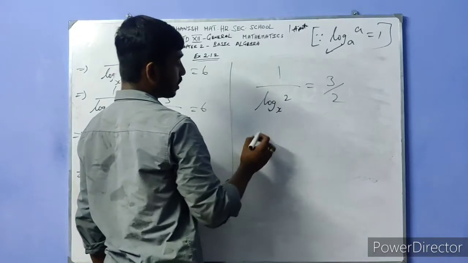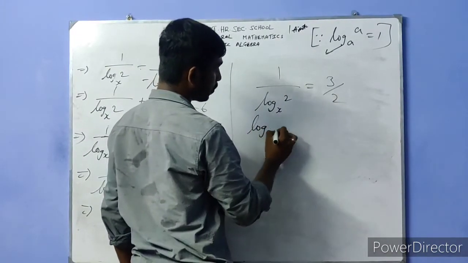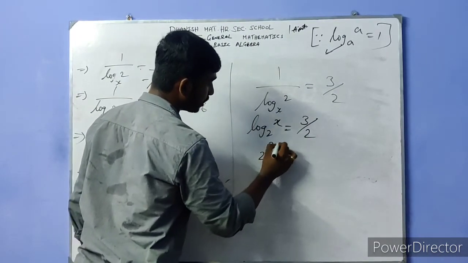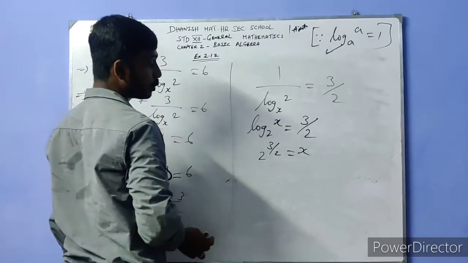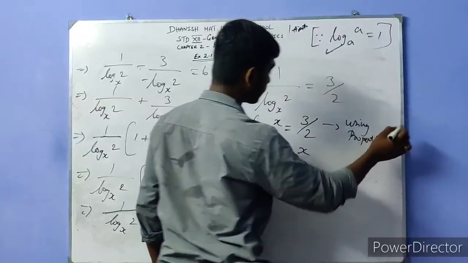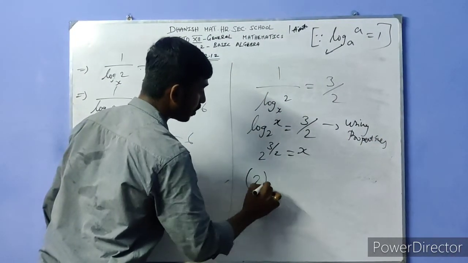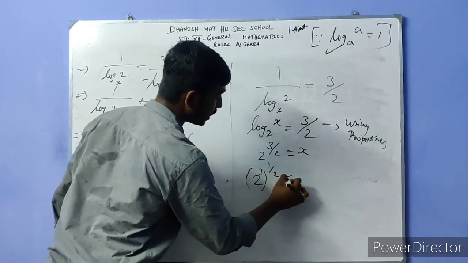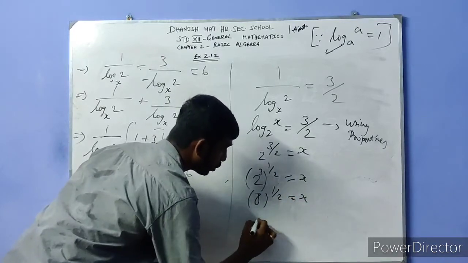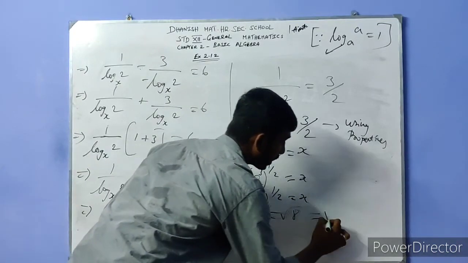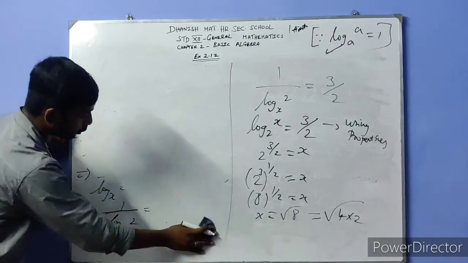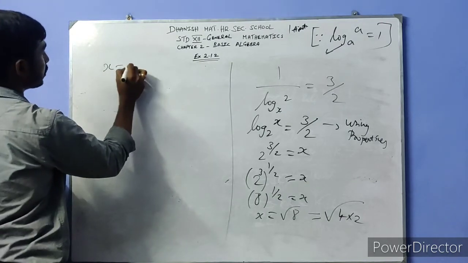Now reciprocate this one. If you reciprocate, log 2 power of x will change using the properties method. Now we have to write like this: 2 power of 3 by 2 equal to x. Using properties, 2 power of 3 by 2 you write like this: 2 power of 3, power of 1 by 2 equal to x. What is 2 power of 3? That will be 8. Power of 1 by 2, that is root of 8, that is 4 into 2. Now I am taking root of 4 into 2, that will be x is equal to 2 root 2, the answer for this question.